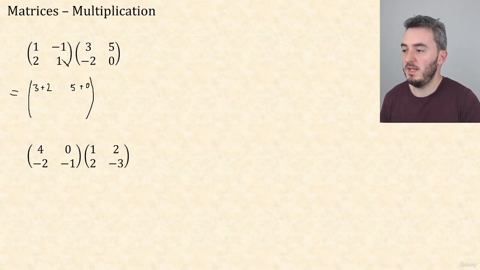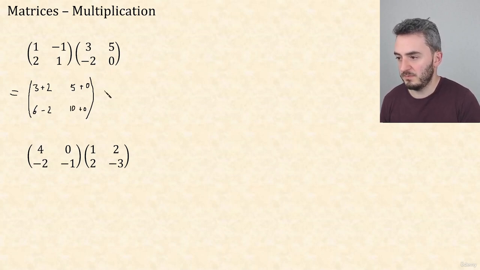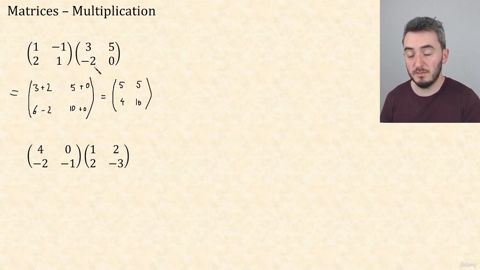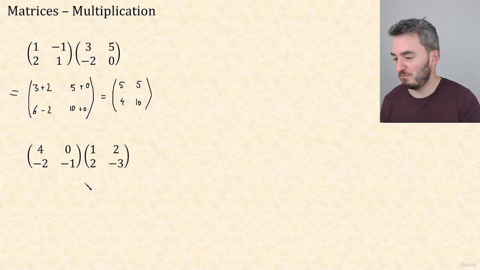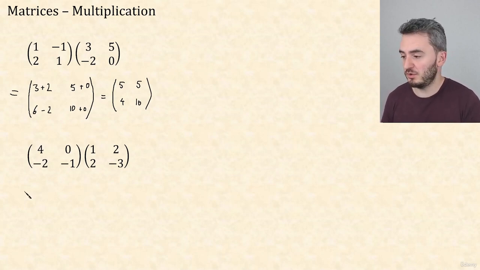Now, the next cell down here, you move down a row and back to column 1. 2 times 3 plus 1 times minus 2. And the final cell here, you're working across the bottom row and the right-hand column. 2 times 5 plus 1 times 0. And so our answer here is 5, 5, 4, 10. And that's the product of these two matrices. If you followed that, well done. Try this one. If not, I'll work through this. But if you did get it, pause the video and try yourself.